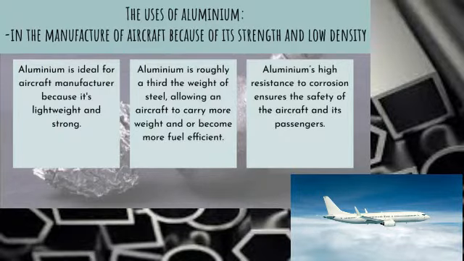So next, the uses of aluminium. In the manufacture of aircraft, because of its strength and low density. Aluminium is ideal for aircraft manufacture because it's lightweight and strong. Aluminium is roughly a third the weight of steel, allowing an aircraft to carry more weight and/or become more fuel efficient. Aluminium's high resistance to corrosion ensures the safety of the aircraft and its passengers.